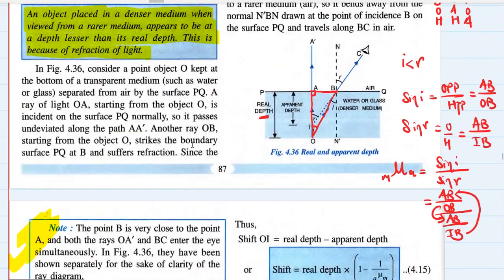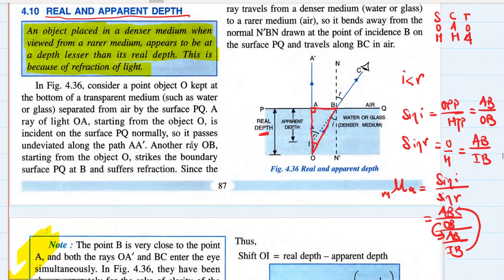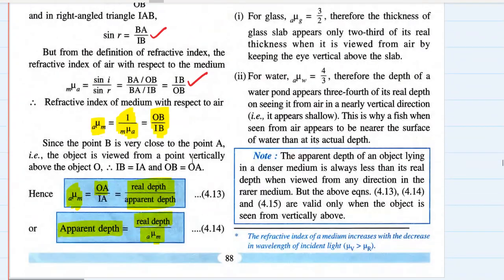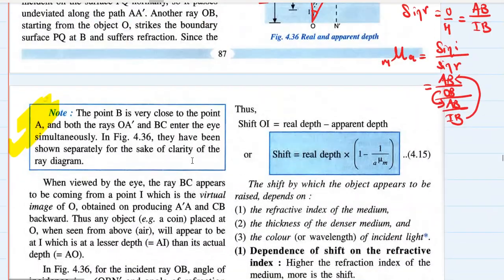What is OA? OA is actually the real depth. And what is IA? IA is the apparent depth. So the refractive index of a medium with respect to air, or the absolute refractive index of any medium, is equal to real depth upon apparent depth. This is the formula which we have derived. From this formula, we can also say that apparent depth is equal to real depth upon the absolute refractive index of the denser medium. So this is how you derive the formula for apparent depth.